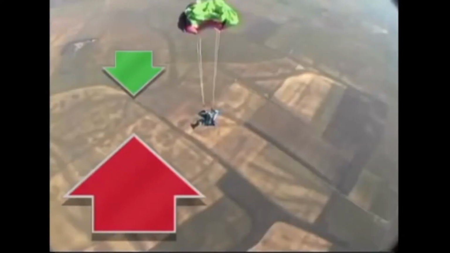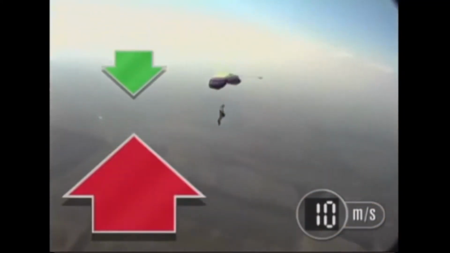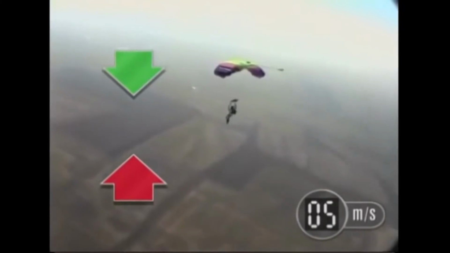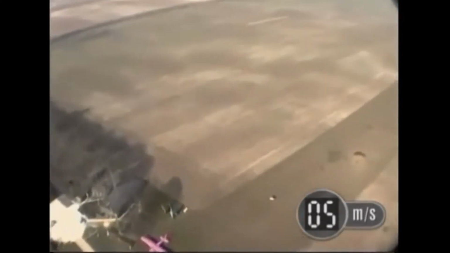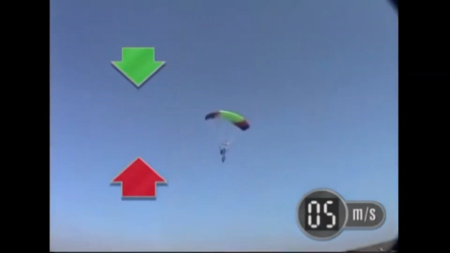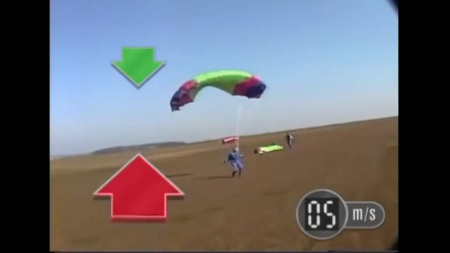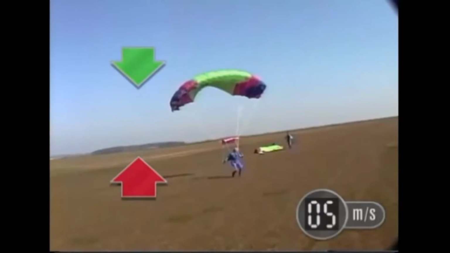Now let's talk about parachutes. Air resistance is very important for the descent and fall of a parachute. Air resistance is what makes it fall slowly. The parachute is a large surface with a lot of area. The bigger the surface area, the greater the air resistance.